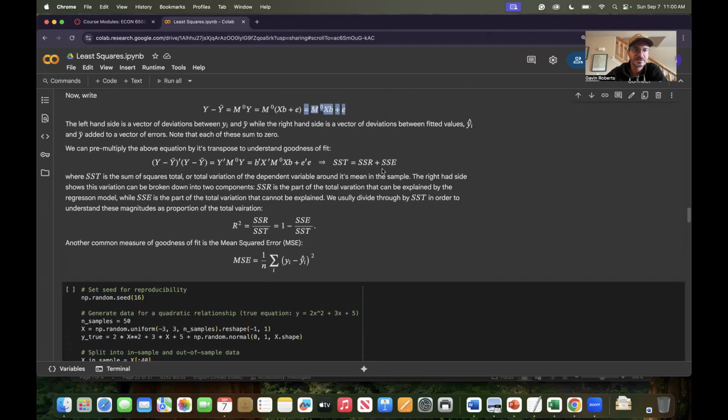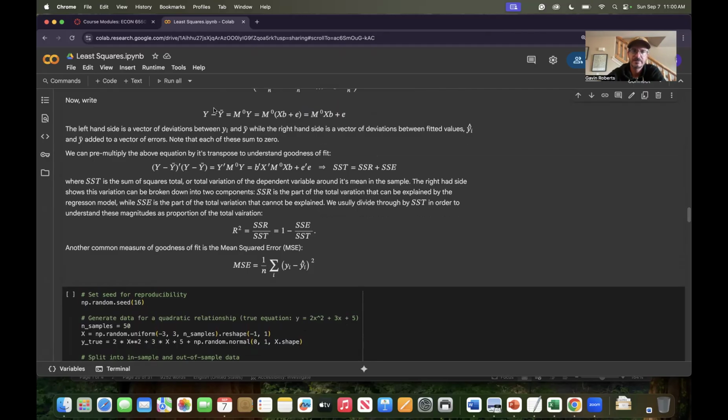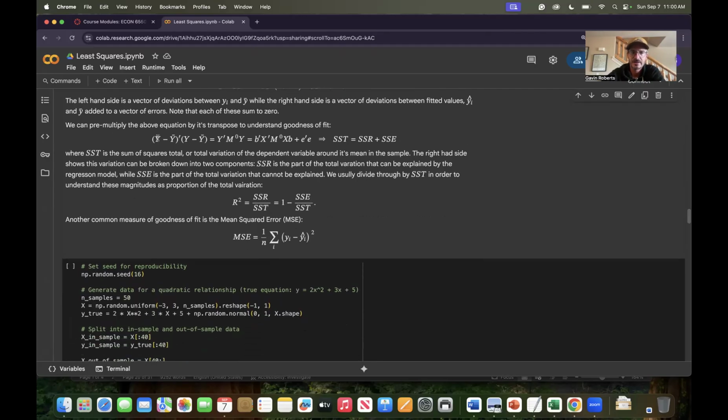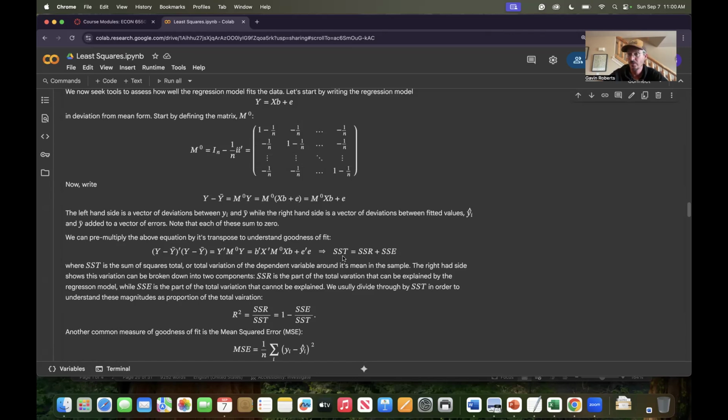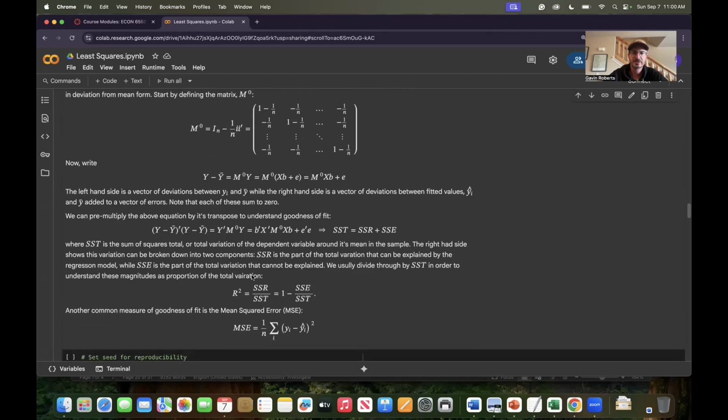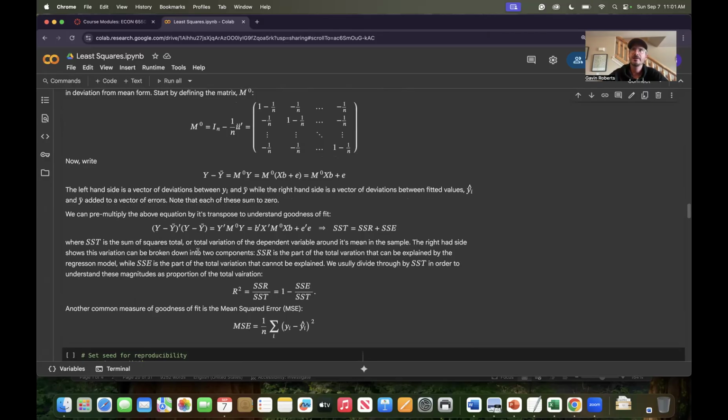So now we can pre-multiply this matrix by the transpose of itself. And that's going to give us, and you could think about why this is, what's called the sum of squares total. So it will be like y1 minus y bar squared plus y2 minus y bar squared plus y3 minus y bar squared plus dot, dot, dot, plus yn minus y bar squared. So this is called the sum of squares total.